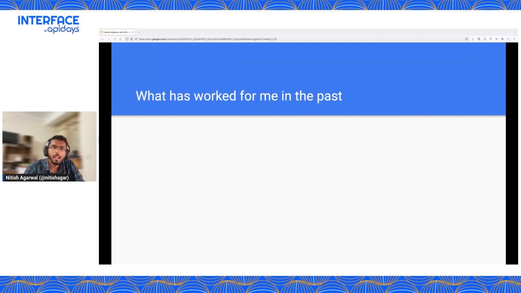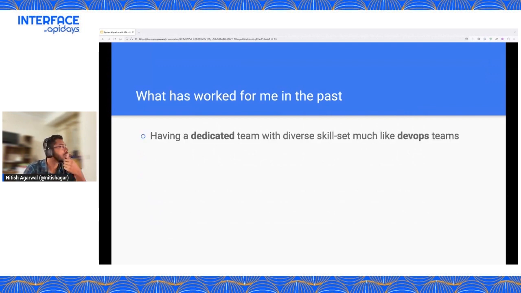So this is purely me looking at the scenarios, or the way we have done more than 10 migrations or so, and it's having a dedicated team, more like a DevOps team of sorts, right? So a team with different areas of expertise who can come in and work across the breadth of the company, right?